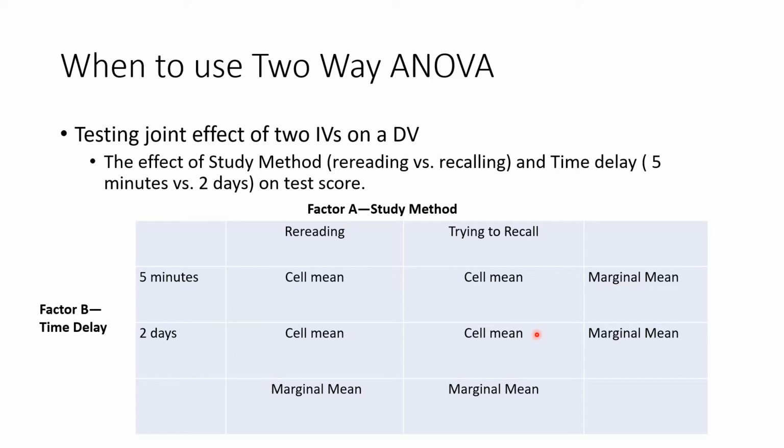You also need to be familiar with the term marginal mean. This marginal mean is the marginal mean for 5 minutes. In other words, it is the average of these two cell means, at least when these two cell means have the same numbers of people in them. It's always the case that this marginal mean would be the average of everyone who took the test 5 minutes later. And this marginal mean would be the average of everyone who took the test 2 days later.